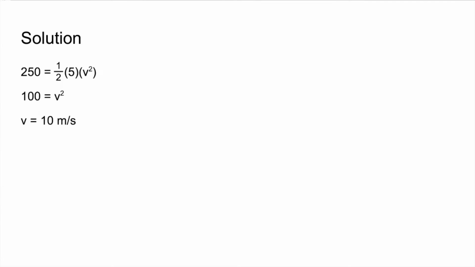Energy is always conserved, which means that the gravitational potential energy lost is the kinetic energy that is gained. So we can set 250 equal to the formula for kinetic energy, and we know that the mass is 5. So now we can solve for v and get that it is 10 meters per second.